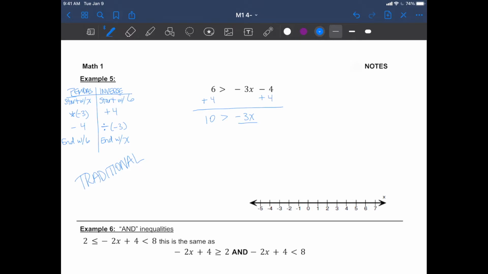Okay, I'm going to end up dividing by a negative. That means I have to remember to switch my sign. So 10, this is negative 10 thirds less than x. Okay.